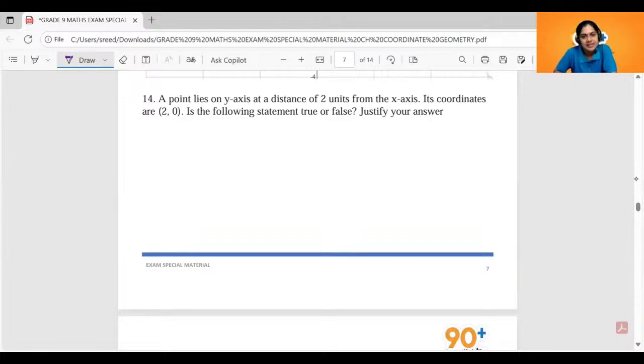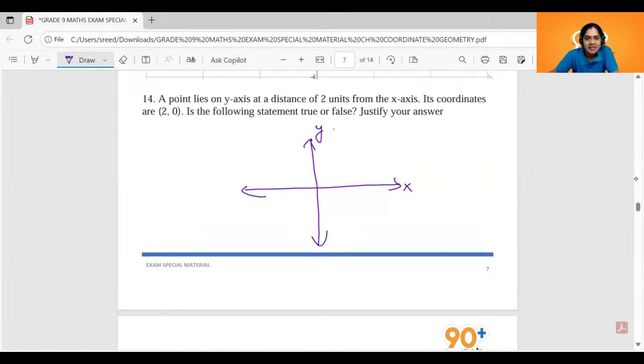A point lies on y-axis at a distance of 2 units from the x-axis. Its coordinates are 2, 0. Is the following statement true or false? Justify your answer. Okay, let's draw that. I'm drawing a coordinate axis. Don't forget to put the arrows and mark x-axis, y-axis. You know it, right?